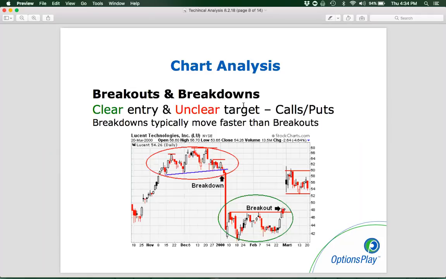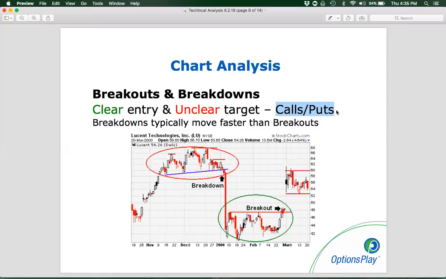So breakouts and breakdowns are classified as what we consider a very clear entry price. However, what we consider a very unclear target, meaning when a stock breaks down or breaks out, we don't really have a good idea as far as where it's going to go. But these types of trades happen very, very quickly. As you can see, when you have a stock that breaks a range and breaks lower, it tends to move very quickly in one direction, or vice versa. For this type of strategy, it's always best to simply buy an outright call or a put, because you're not expecting to be in that trade for very long, and you want to try to capture a big, quick move in one direction or another.